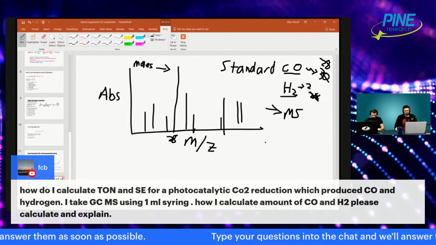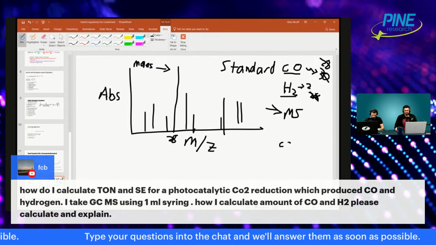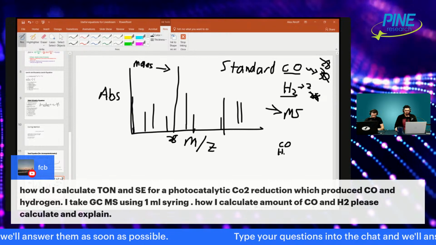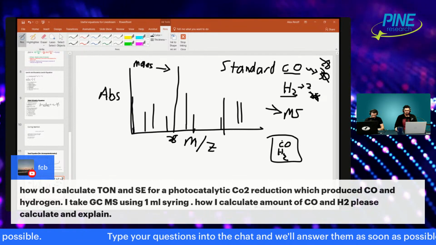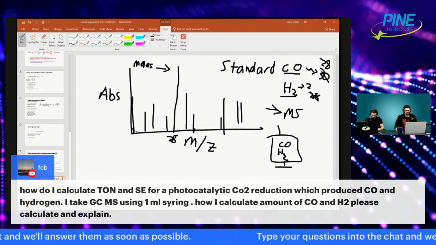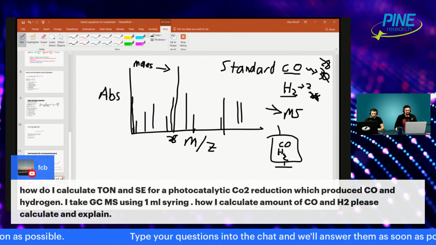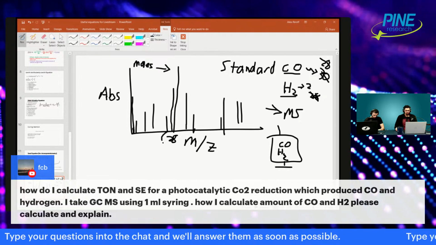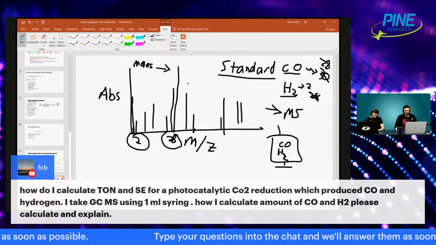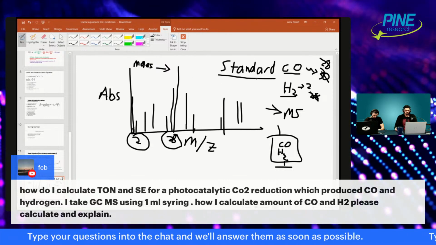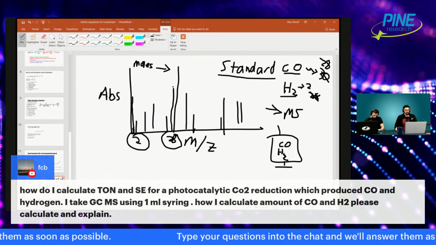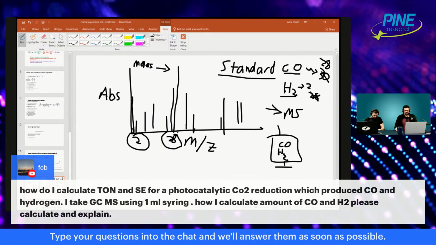Then when you have your mixture of CO and hydrogen, hydrogen will probably be somewhere here. When you have your mixture of H2 and CO in your syringe, with a little plunger, and you put it in, you're going to get a different absorbance. It'll be at the same 28, and at 2. But by using a standard to determine how much it is, you may need 3 or 4 different standards of CO and H2 to create a calibration curve.